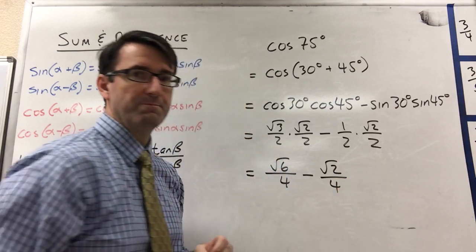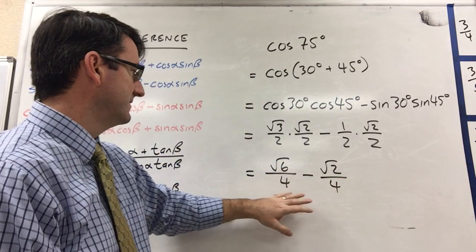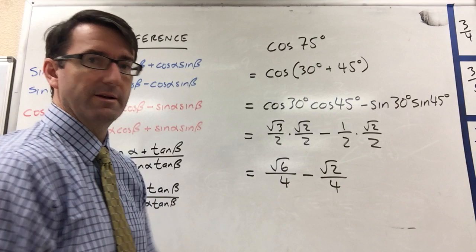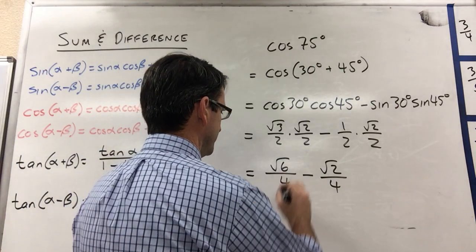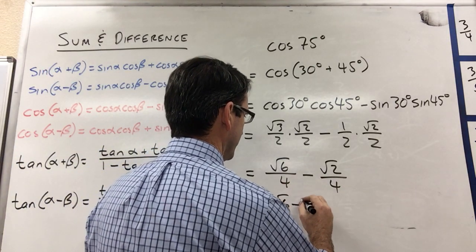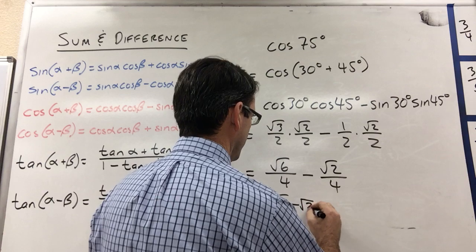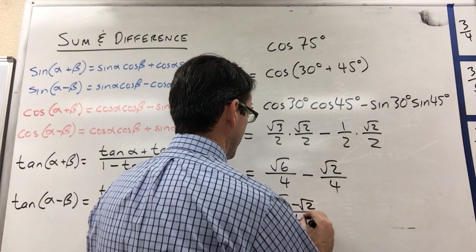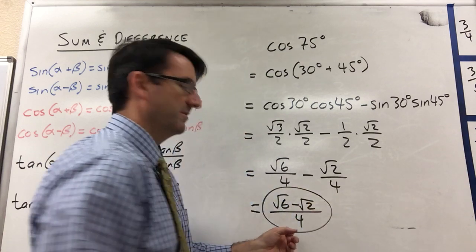Again, over 4. And now we can combine these two fractions. We have a common denominator already. So this is just the square root of 6 minus the square root of 2 divided by 4. And that's going to be our answer.